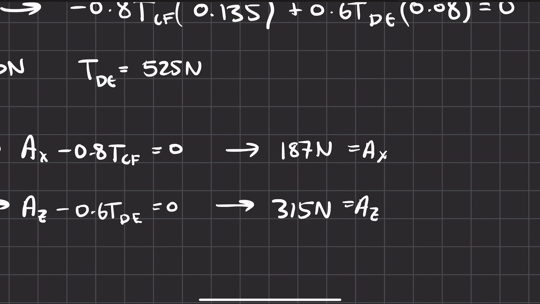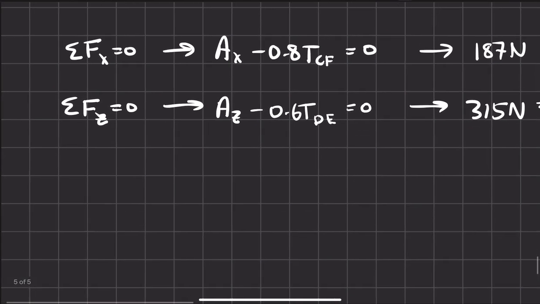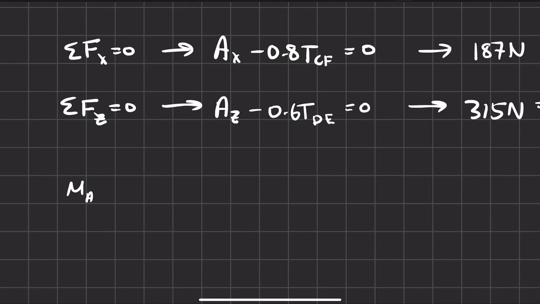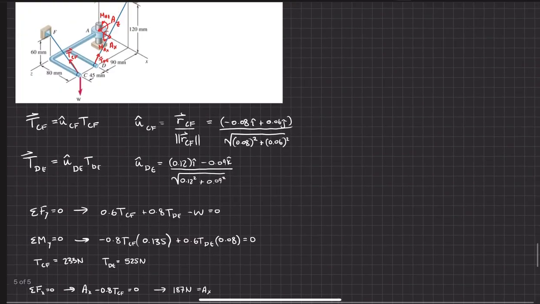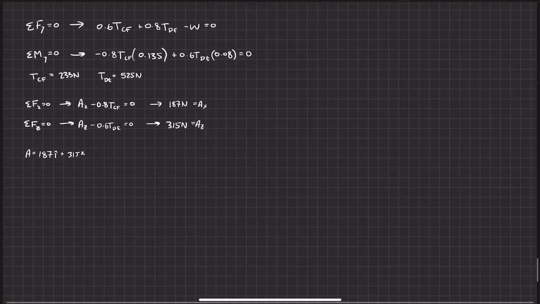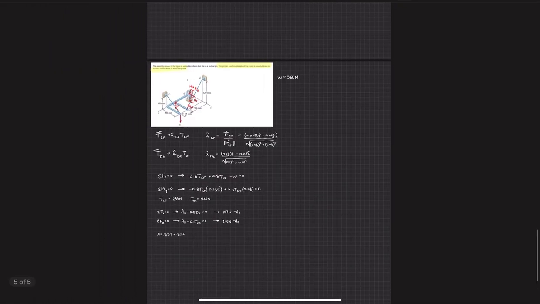And then to find the moment about Az, you can just set the moment equal to 0, and you can write A as a vector, which is equal to 187i plus 315k, and then you have enough information to find the moments Ax and Az, and that is that problem.